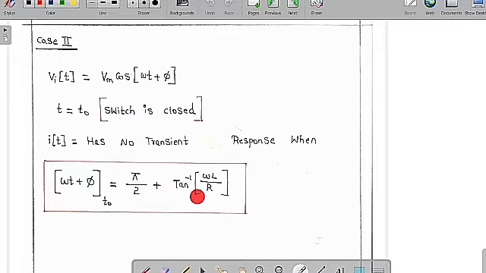So omega t plus phi at t naught is equal to tan inverse of omega L by R when the input is a function of sine, whereas omega t plus phi is equal to pi by 2 plus tan inverse of omega L by R when the input is in terms of cos.